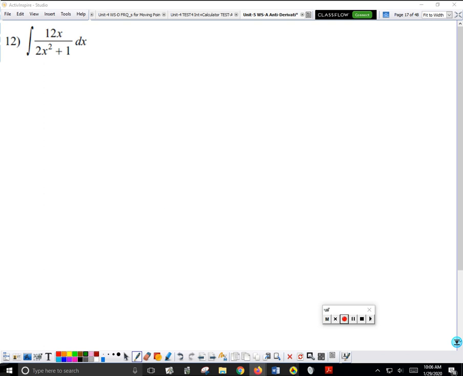So when I look at this, here's what I see. I see 1 over 2x squared plus 1 being multiplied by 12x over 1. I see 2 functions being multiplied. Unless I see 2 functions being multiplied, except for an exception, which is rare, I am not using U substitution. I've got to find another way. But if 2 functions are being multiplied in this class, good chance U substitution will work.